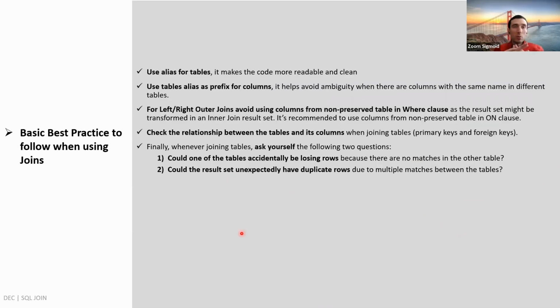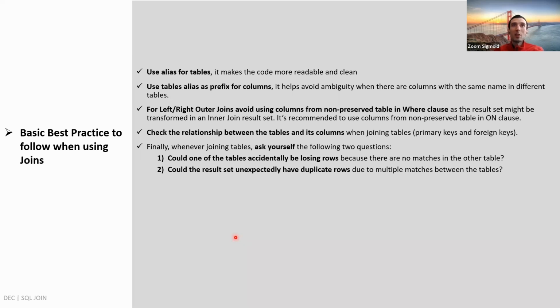Another recommendation: always read and check the relationship between tables and its columns when joining tables. That's primary keys, foreign keys, how they are connected. You can do as I showed before in SQL Server Management Studio, or if you have the documentation, that's even better. You can read the documentation, see which column is the primary key, which one is the foreign key, how those connect the tables, and which column would be better to use. So if you have that information, always try to use it.